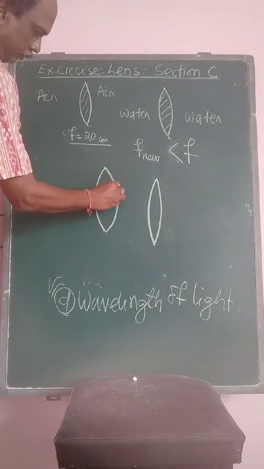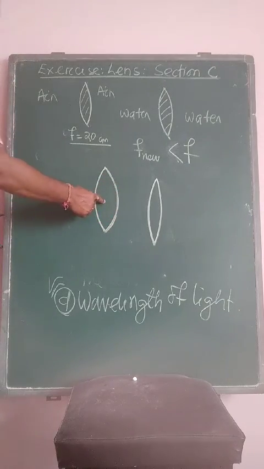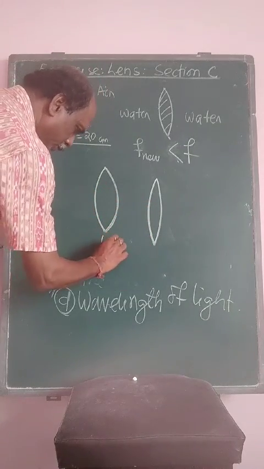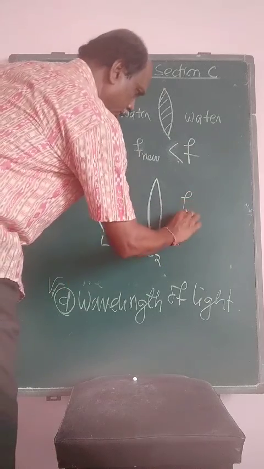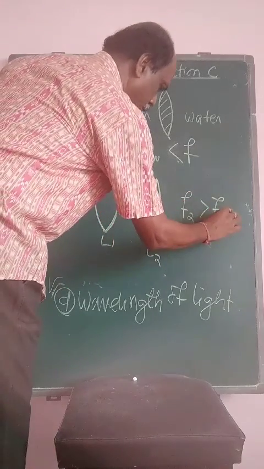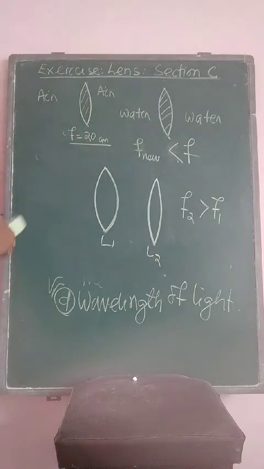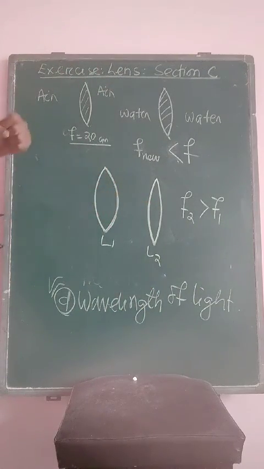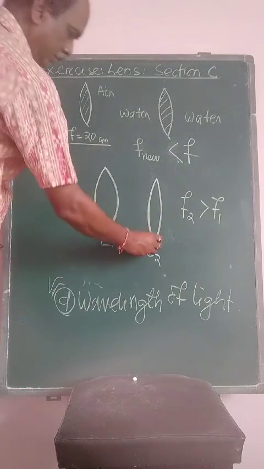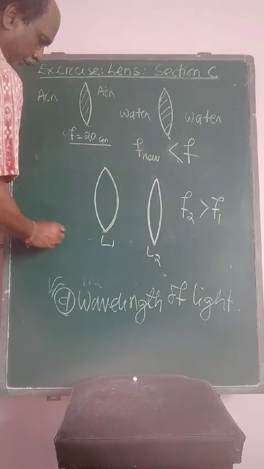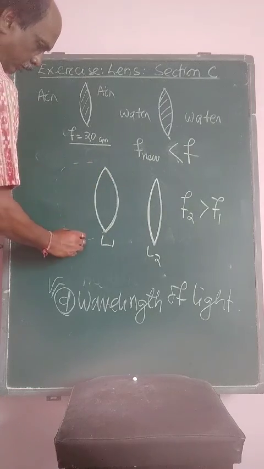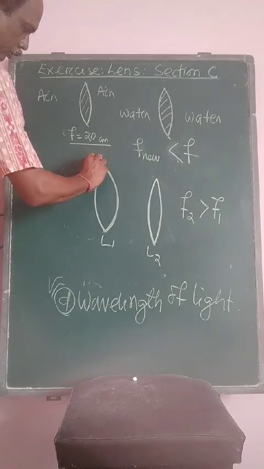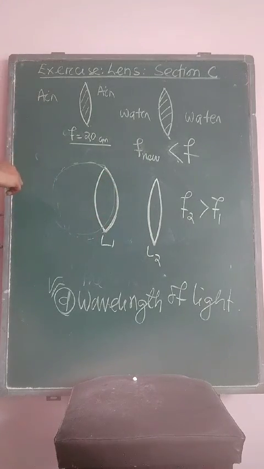Now, this is a thick lens, this is a thin lens. If this is lens 1 and this is lens 2, we know that the focal length of 2 is greater than the focal length of 1. A thinner lens has a focal length greater than a thicker lens. Why? The spherical surfaces have some radius. So focal length is dependent on the radius of curvature of these spherical surfaces.